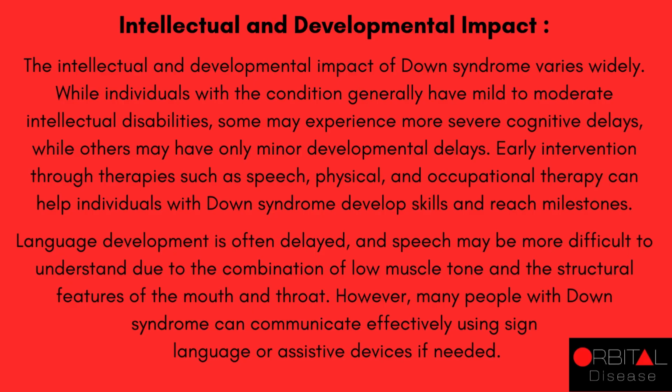Early intervention through therapies such as speech, physical, and occupational therapy can help individuals with Down syndrome develop skills and reach milestones. Language development is often delayed, and speech may be more difficult to understand due to the combination of low muscle tone and the structural features of the mouth and throat. However, many people with Down syndrome can communicate effectively using sign language or assistive devices if needed.